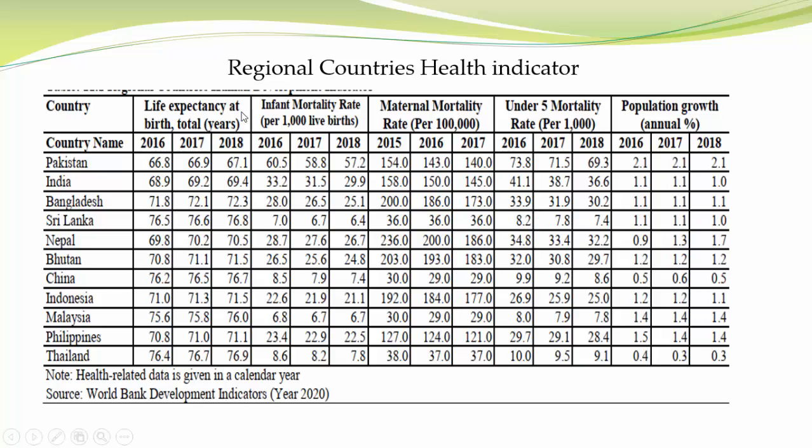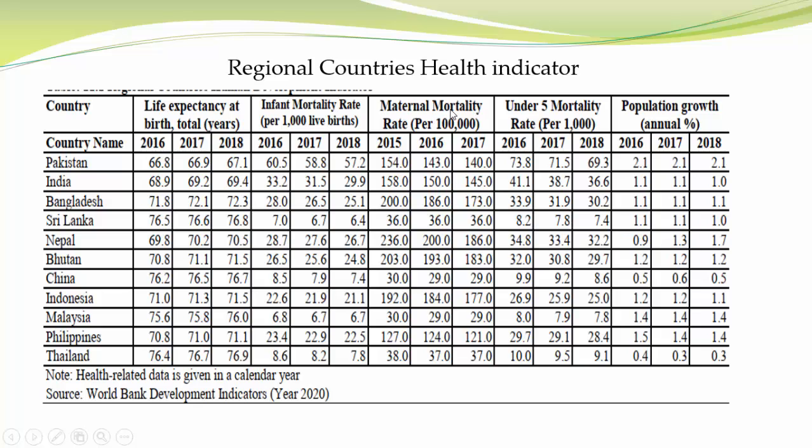But still, we see that 57.2 per thousand live births is very high among the other countries of the region, and it is almost double that of India, more than double that of Bangladesh, and much higher than Sri Lanka and Nepal, countries like Nepal and Bhutan.